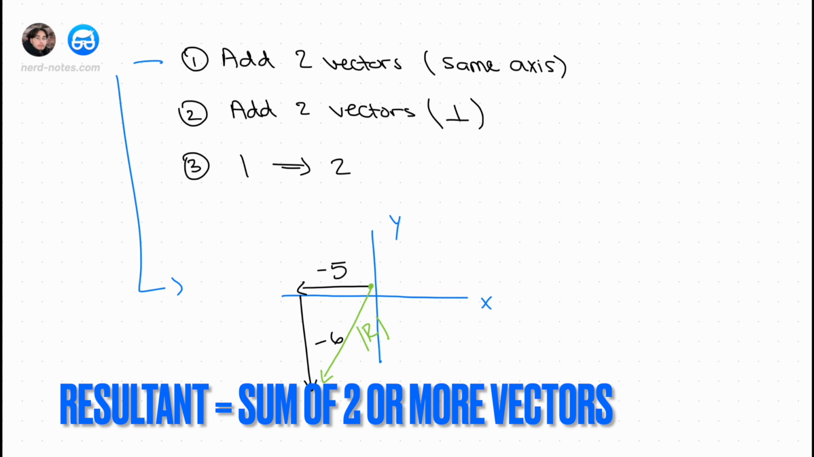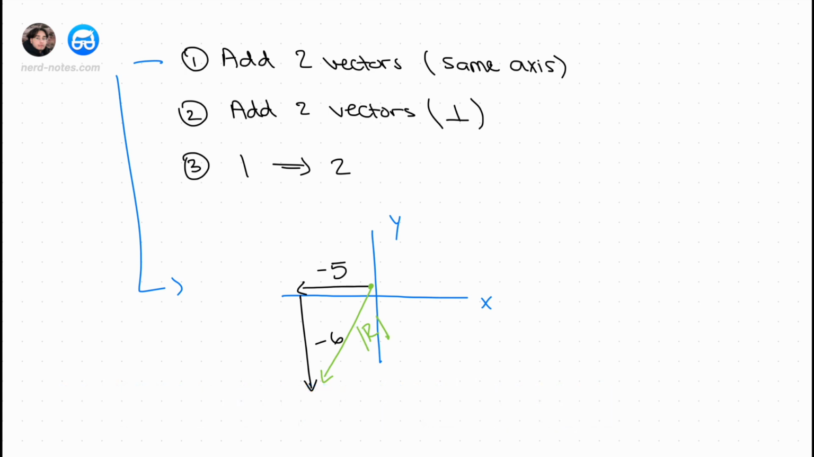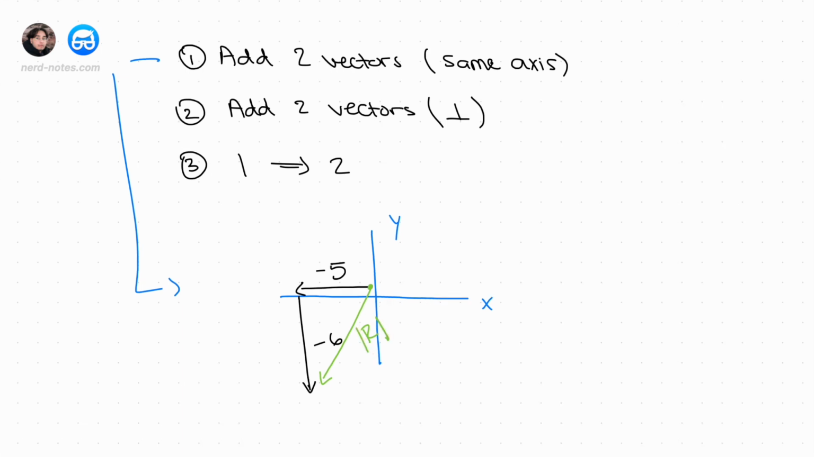And I'm going to put the resultant like that. The reason I'm putting it in absolute value signs is to let the reader know that I'm just going to be finding the magnitude. Even though this is a vector, I'm just finding the magnitude, or the length, of this vector.